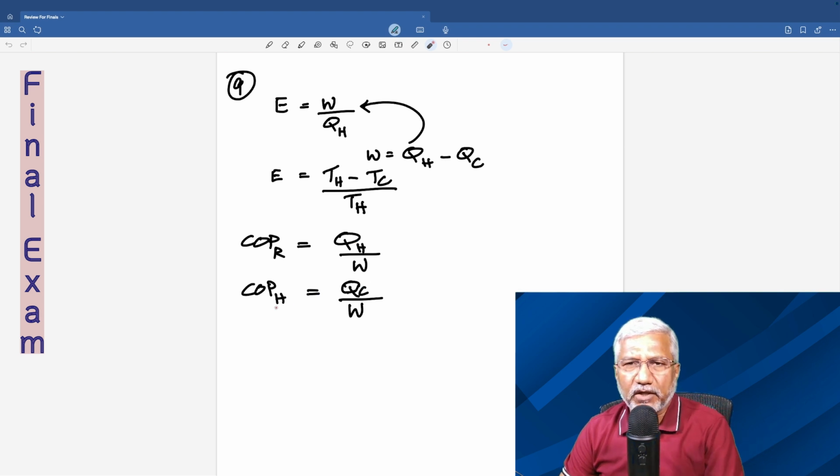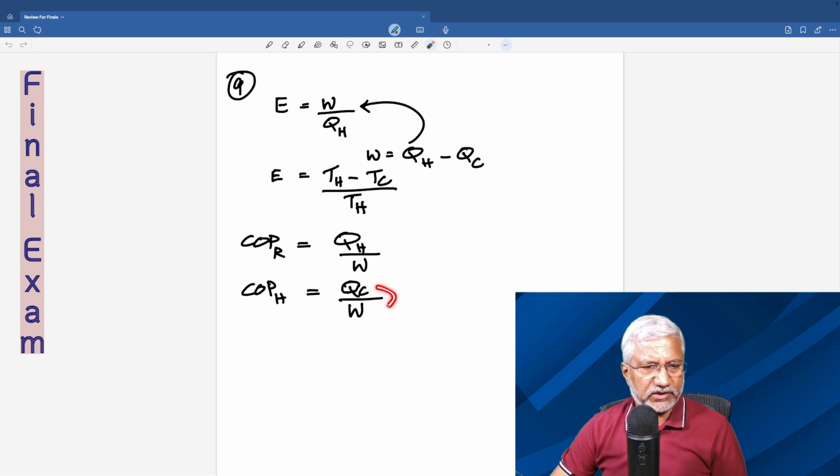But when you talk about a heat pump, which is what we use to keep our homes warm in winter, there the formula is QC over work. So notice a change. See that? If you look at this, for a refrigerator it's exactly reversed, but for a heat pump it's not reversed. It's reversed and QH is replaced by QC. I hope you got that.